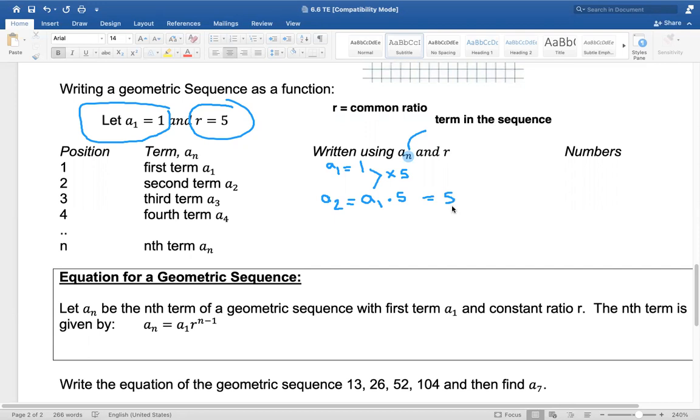Now if I do the third term, A3, I'm going to take my previous term and again multiply it by 5. So A3 is going to equal A2 times 5. We fill that in, and we get 25. Each time you're going to take the previous term and multiply it by 5.